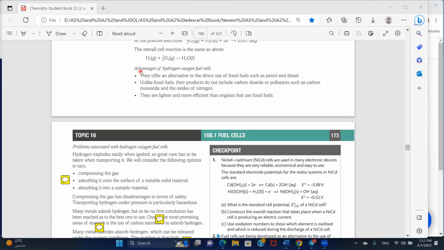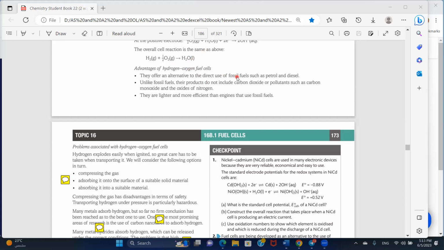Of course, as we said, there are advantages of the hydrogen oxygen fuel cells. They provide alternative fuels instead of using the fossil fuels that we don't have to use because they are non-renewable. Then we can use the hydrogen oxygen fuel cell as an alternative production of energy. As we said here, the only product produced is water, so they do not produce the carbon dioxide produced by fossil fuels or the sulfur dioxide that is also produced by burning of fossil fuels.